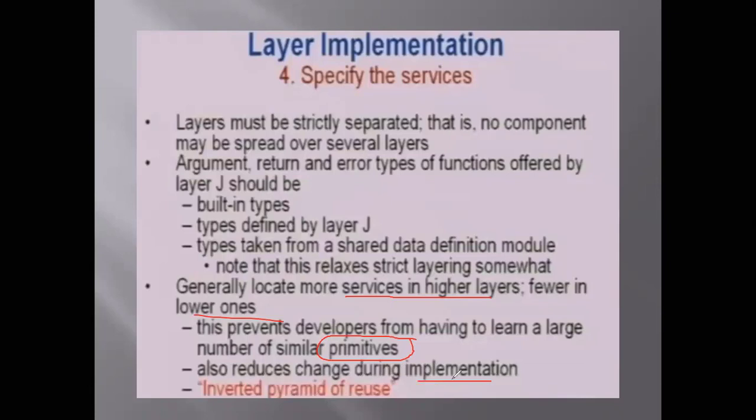This also reduces change during implementation. Suppose I include the implementation in the topmost layer, then I'm making a cluttered model here, or I'll ripple the code to different layers. So I should see to it that the primitive layers are at the bottom. It should be just like an inverted pyramid. You can imagine an inverted pyramid, where the topmost layers will be having different services.